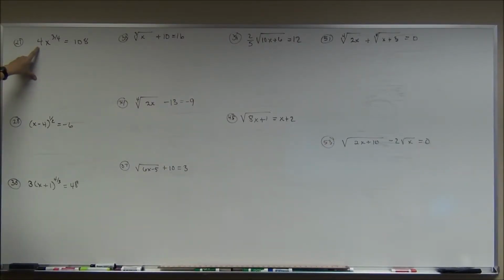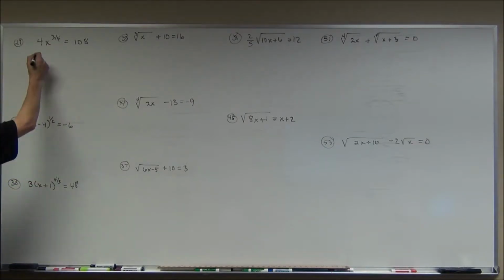Now this is a little bit like the problems we were just doing before. This goes back to the type of problem where the variable is raised to a rational exponent. Here it's 3/4, but only the variable is raised to the 3/4. Like down here, the expression x minus 4 is being raised to the rational exponent. The expression x plus 1 is being raised to the rational exponent. So I'm going to isolate the x first, or the x to the 3/4, by dividing by 4 on both sides.